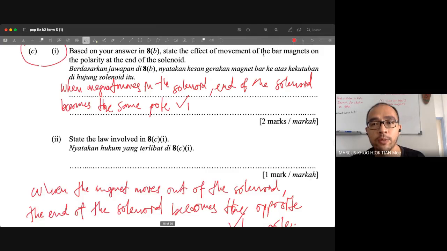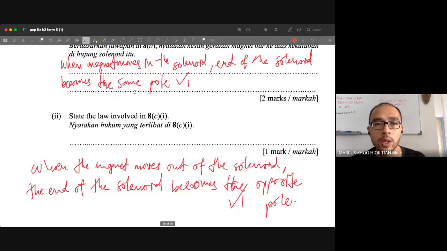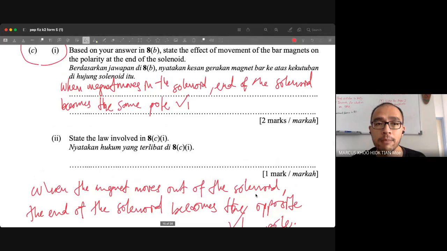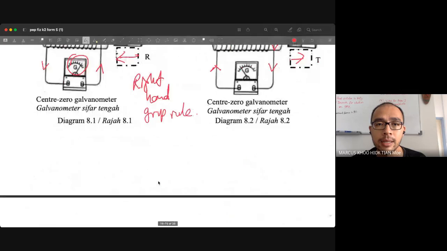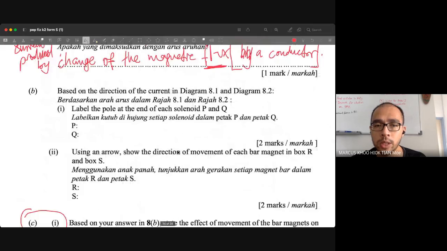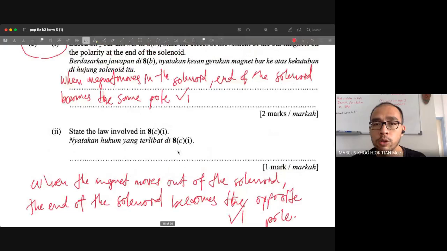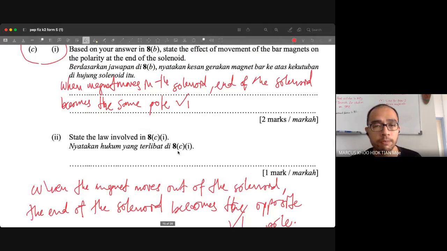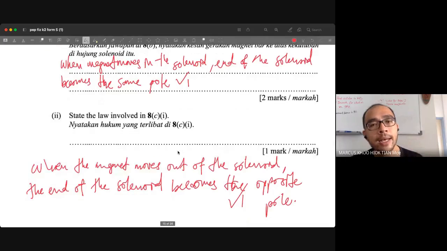The question is the effect of the movement of the bar magnet on the polarity. I want to see the words same pole and opposite pole. I don't want to know north and south, because what if you get it wrong? So we use same pole and opposite pole to play it safe. Those of you who answered north and south only qualify for one mark. I will not give 2 marks.